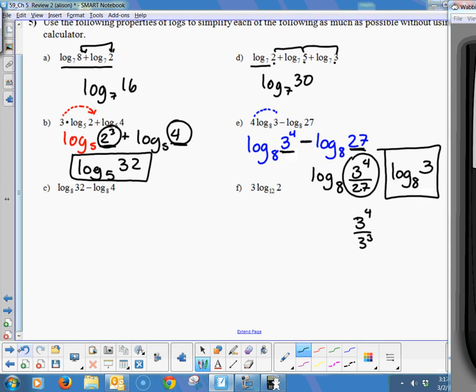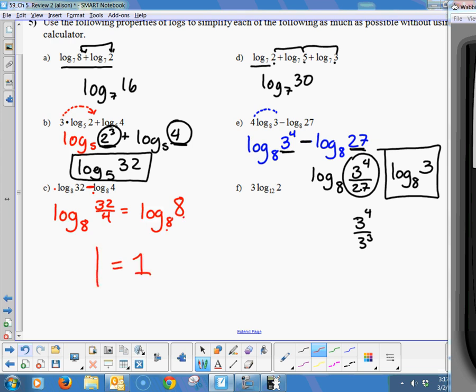Number C. Oh, and this is nice and easy because we don't have any numbers out front. So we just have a subtraction symbol, which means we're going to divide the loggy stuff. So it's log base 8 of 32 over 4, which is log base 8 of 8, which I declare as 1 because 8 to the first power is 8.